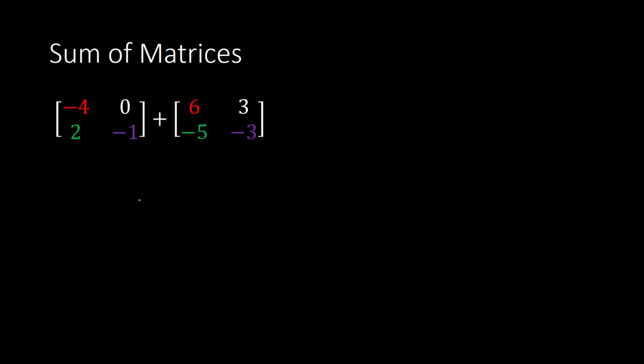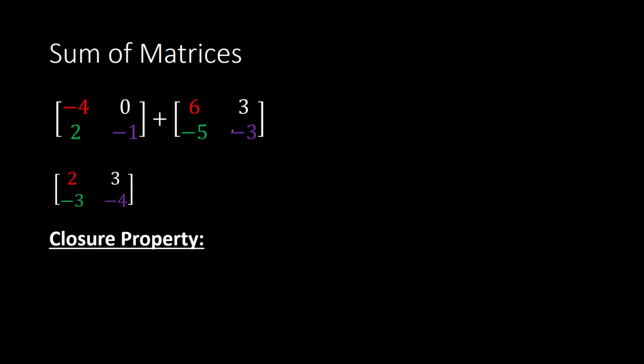Here's another example where now we have a different size of matrix, and same concept. It's color coordinated here to make it easy to tell what we're adding. So we're adding the reds together, the whites together, the greens, and the purples. So negative 4 plus 6 would be a 2, 0 plus 3 is 3, 2 plus negative 5 is negative 3, and negative 1 plus a negative 3 would give you a negative 4. So when you add them together, you just add the corresponding parts together.